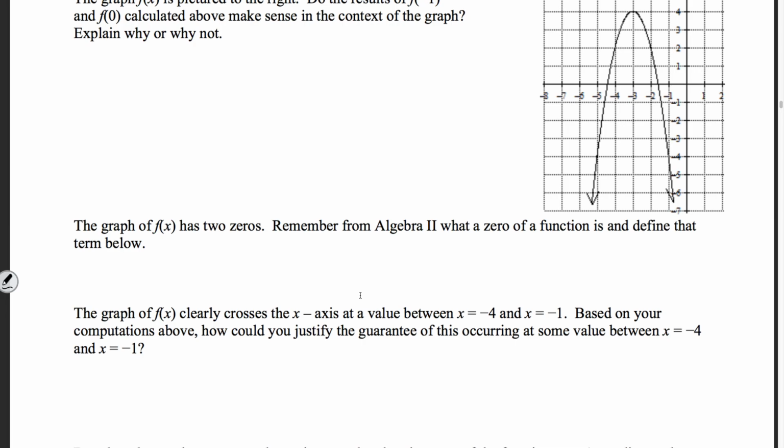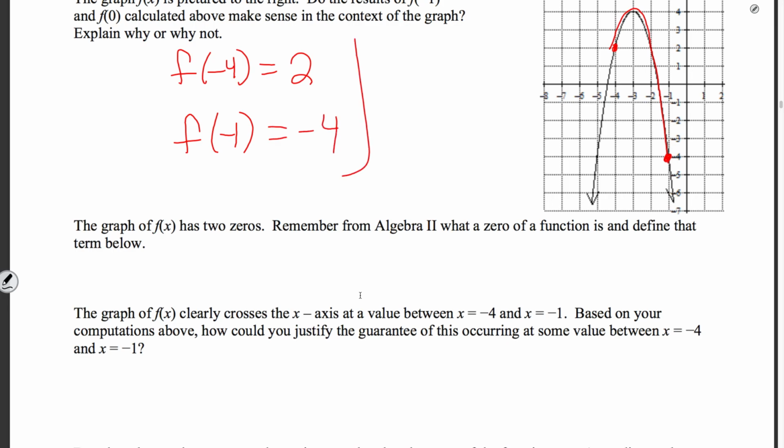Between the points -4 and -1, in the graph we can see that it crosses the x-axis. That's the graphical. Now let's go to the numerical. What's the numerical proof? Knowing that we had f of -4 equals 2 and f of -1 equals -4, you should be able to make a statement from the numerical proof without having the graph in front of you. Because I'm going to ask you to do that.